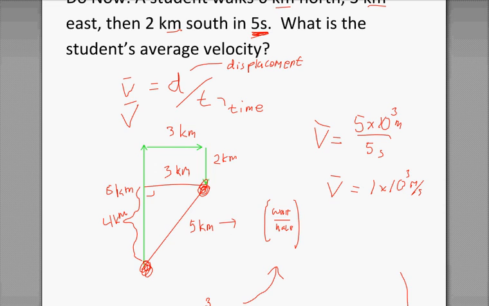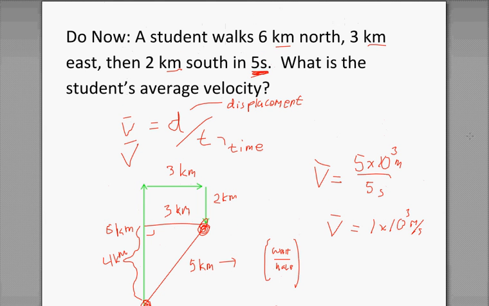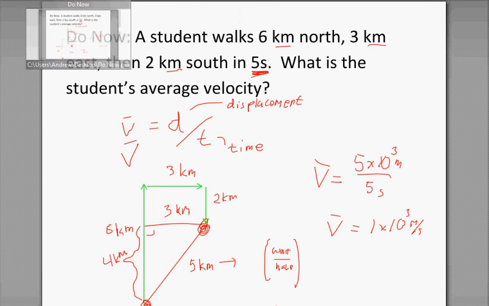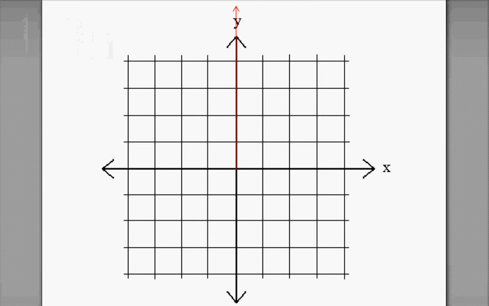Now remember, let's just remember what we did. We went 6 up, 3 to the right, and 2 down. So let's just draw this. I may run out of space here a little bit, but I'm going to go 6 up. That looks like about 6 up. And then I'm going to go, let me flash back, I'm going to go 3 east. So I'm going to come here, 3 east, and then I'm going to go 2 down. And 2 down. Okay, so you see I've got 3 different vectors here. A little hard to see, but we can get this done anyway.